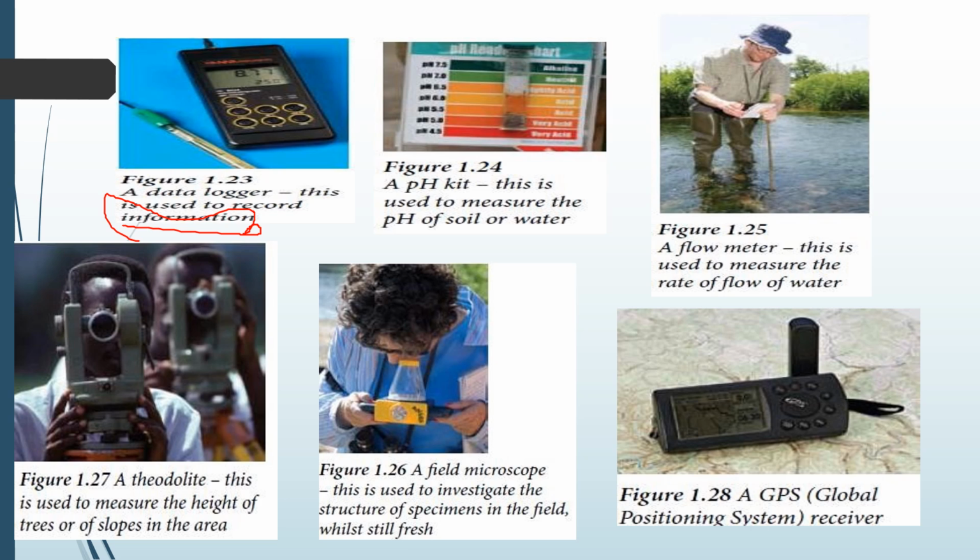The second one is pH kits. This is used to measure the pH of soils or pH of waters, the acidity of the water or soil. The third one is the flow meter. This is used to measure the rate of flow of waters. If water is moving along an area or flowing downward, we are using flow meter instruments to measure the flow rate of the waters.